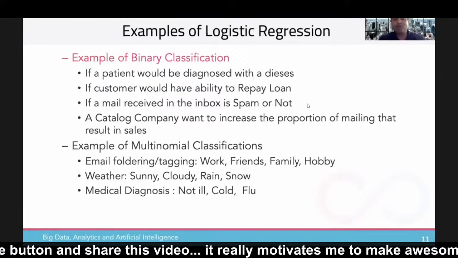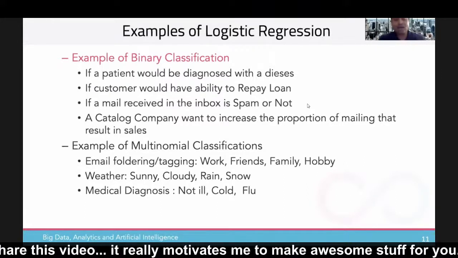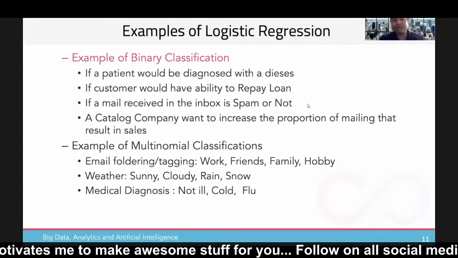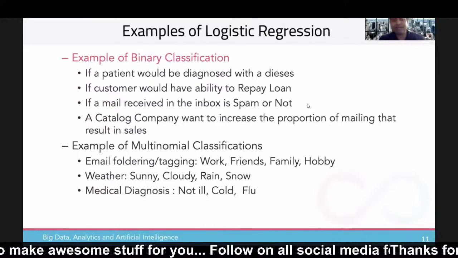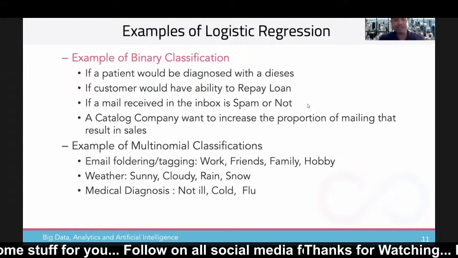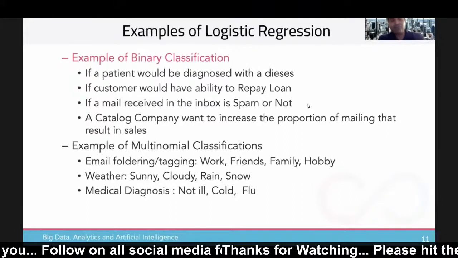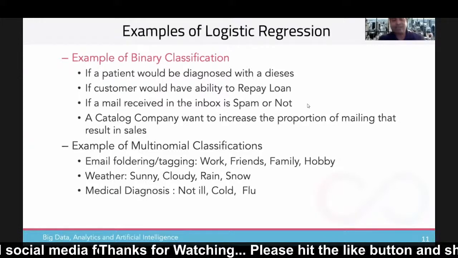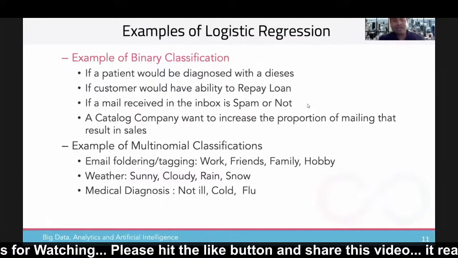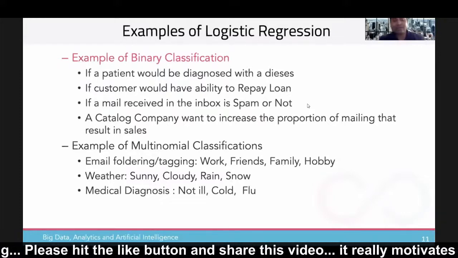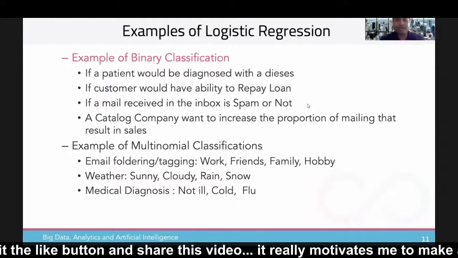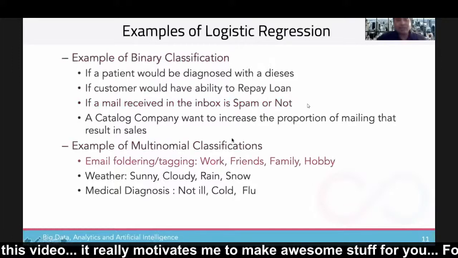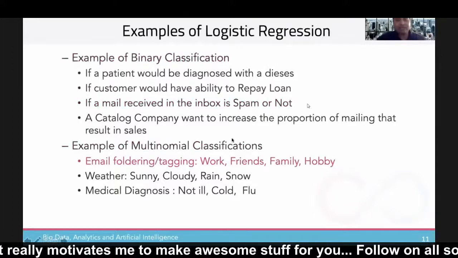Examples of multinomial classification: if you receive an email and you want to tag it or put it in a folder, divided by work, friends, family, and hobbies, then it becomes a multinomial classification. In the same way, if you are predicting weather, it can be divided into sunny, cloudy, rain, and snow. A medical diagnosis from a yes or no question can be further classified as mild, cold, flu, whatever it is.